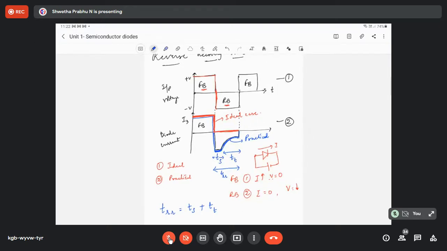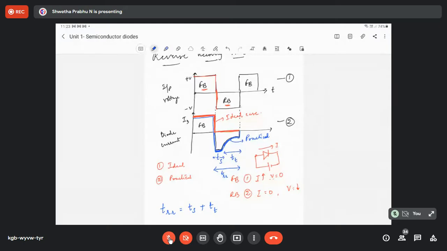Once again, I shall explain the practical case. Is this part clear? For a practical diode, we are dealing with reverse bias. Forward bias, you have understood, with respect to majority charge carriers. With respect to minority charge carriers, I'll explain, that is with respect to reverse bias.